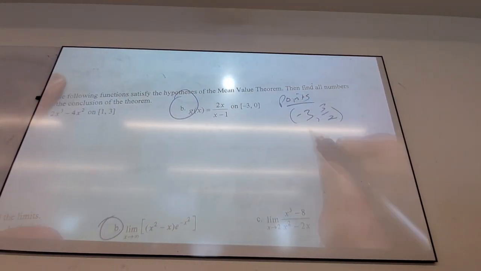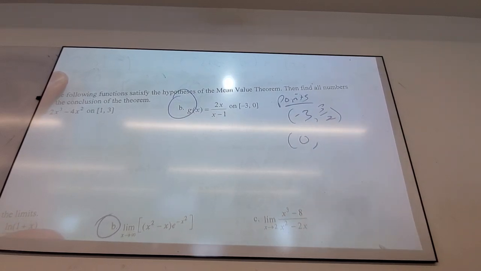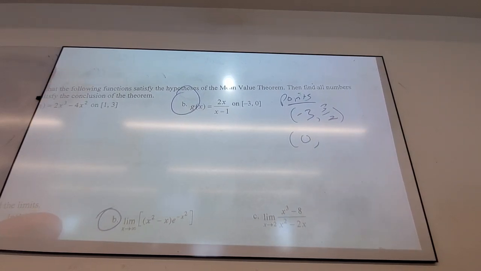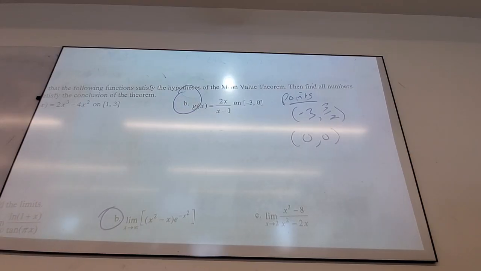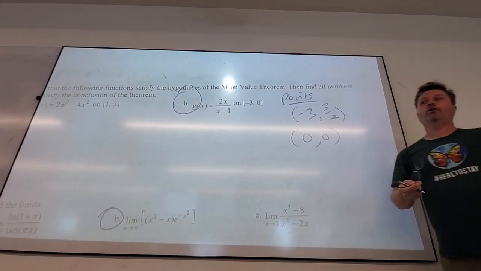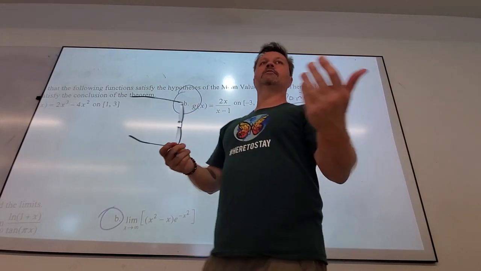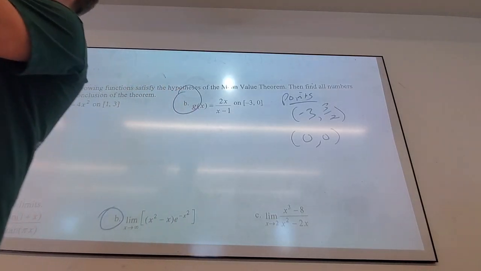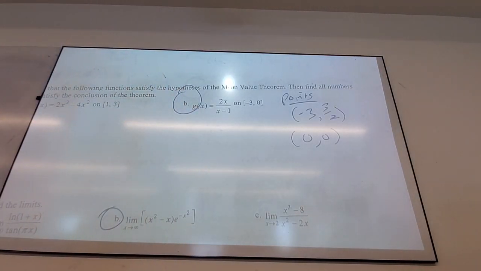Stop. When I plug a 0 in, what do I get? 0. You get 0 over 0 minus 1. 0 over anything except 0 is 0. Can you find the slope between those two points?